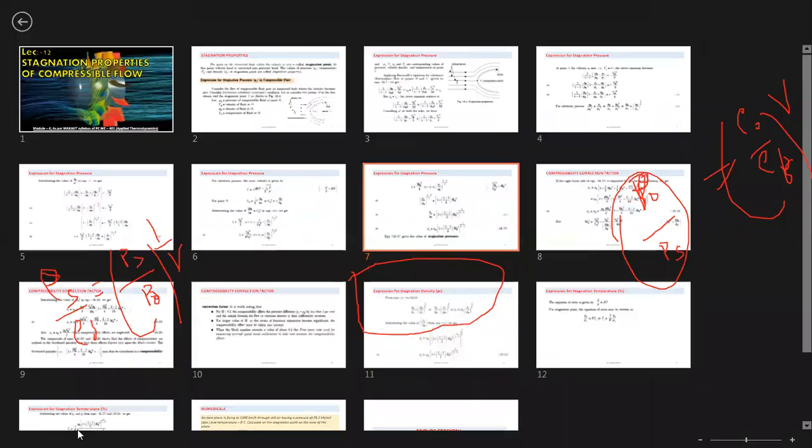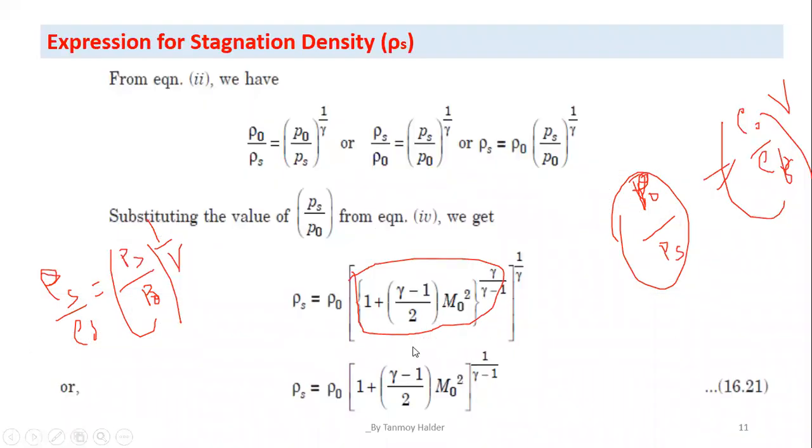So the value of ps by p0 is equal to 1 plus gamma minus 1 by 2 into Mo square whole to the power gamma by gamma minus 1. And rho s by rho 0 is equal to ps by p0 whole to the power 1 by gamma, which I have substituted here. Then what is the value of rho s? Rho 0 into this much. Clear? So we have got two properties. Now we are left with temperature only, right?